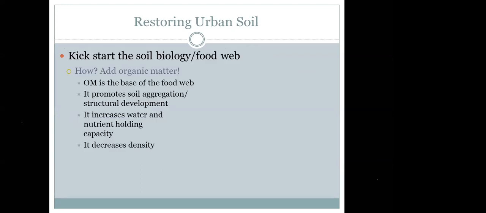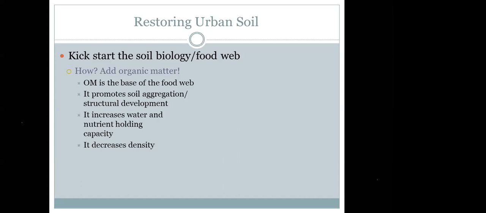So how do we kickstart the soil biology and food web, especially in an urban soil that may not be in great shape to begin with? Well, the simple answer is you want to add organic matter. And there's a lot of nuance to this, but that is almost always my recipe, my diagnosis, my advice for improving the health of soil, especially urban soil. Add organic matter. Why? Organic matter is the base of the soil's food web. It's what all those little microbes want to eat.